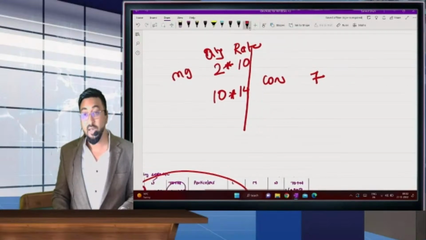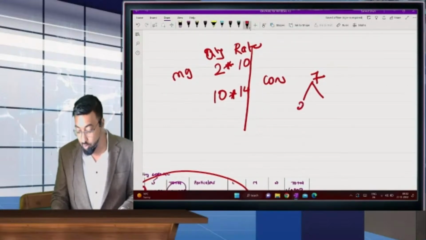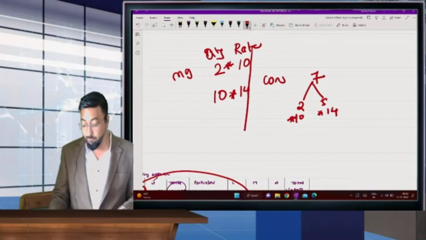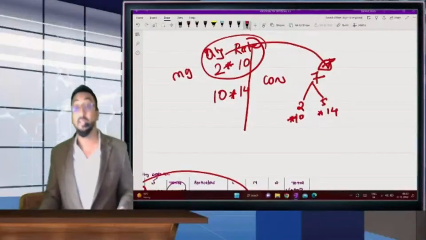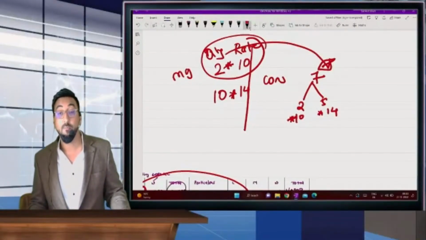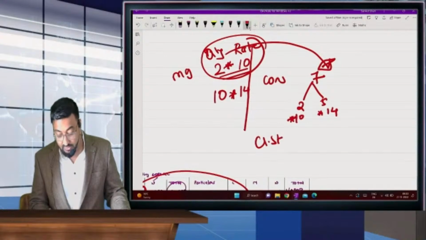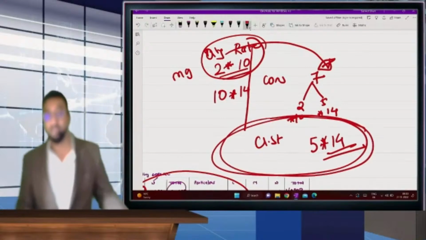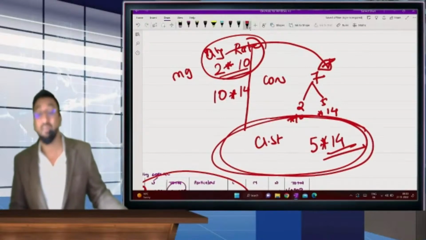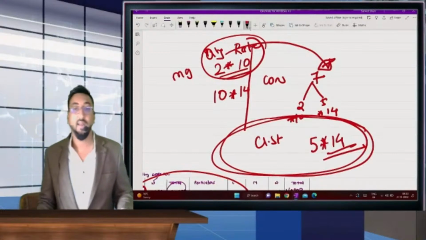Of the 7 Maggies which I consume, 2 Maggies I bought at 10 and 5 Maggies I bought at 14. So these 2 Maggies I consume first, first in, first out. I consume the 10 rupees Maggi first, and now I am left with closing stock of 5 Maggies. Now this price is rupees 14. So closing stock is at latest price. This is called the first in, first out method. Direct entry students, you got this.